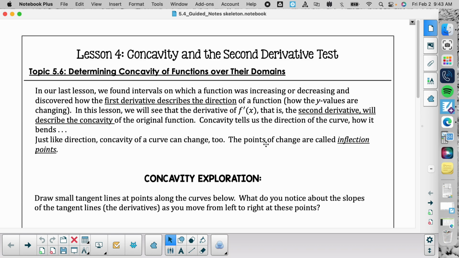And what that is trying to tell you, so derivative means how something is changing. So if you're taking the derivative of slopes, it's trying to tell you how the slopes are changing. That's what the second derivative means.